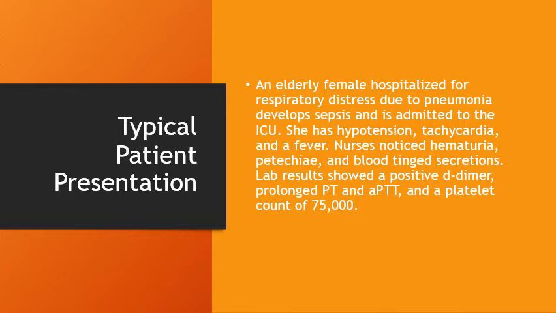And the typical patient presentation for disseminated intravascular coagulation is an elderly female hospitalized for respiratory distress due to pneumonia, develops sepsis, and is admitted to the ICU. She has hypotension, tachycardia, and a fever. Nurses noticed hematuria, petechiae, and blood-tinged secretions. Lab results showed a positive D-dimer, prolonged PT and PTT, and a platelet count of 75,000.